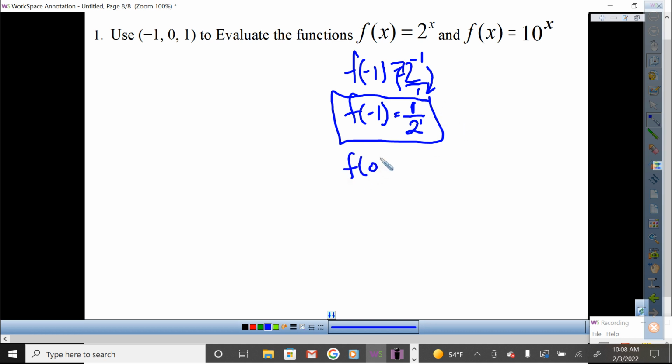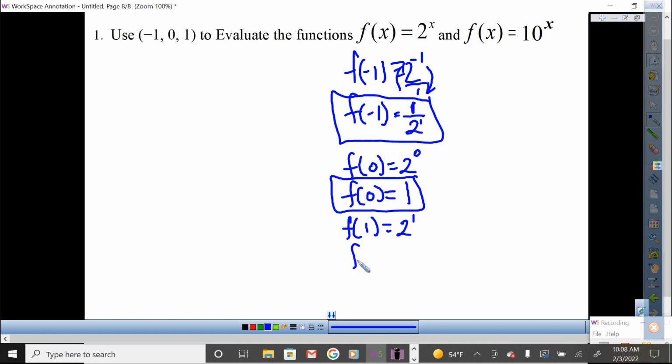Next, f of 0 equals 2 to the 0 exponent. F of 0. Any number to the 0 exponent is 1. And last but not least, f of 1 equals 2 to the first power. Anything to the first power is the base itself. What is the base? 2. So, now that I showed you that, see if you can do f of x equals 10 to the x by yourself.